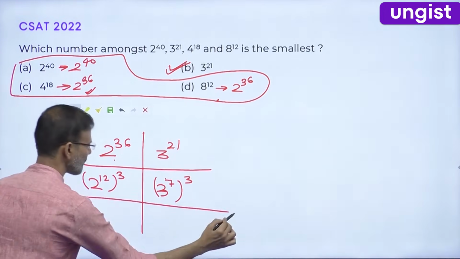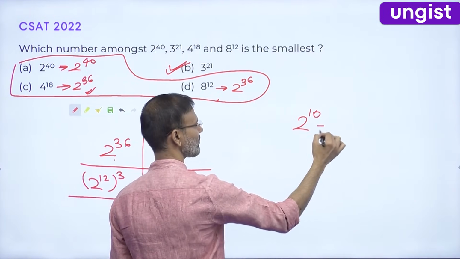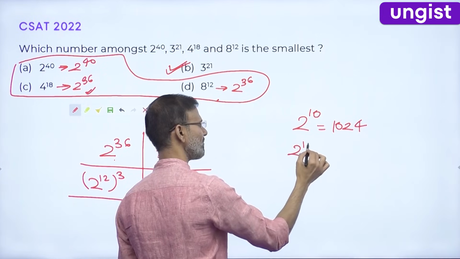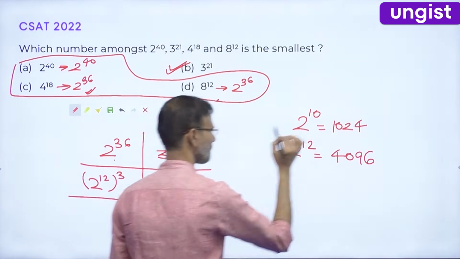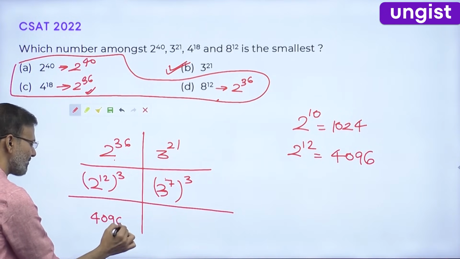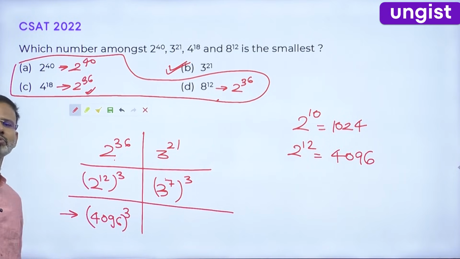Everybody, 2 raised to the power 12 is what? 2 raised to the power 10, everybody should know it, is 1024. So 2 raised to the power 12 means this number into 4. So this is 4096. Okay? So guys, this is 4096 raised to the power 3, all of you. So this is the cube of 4096. Guys, hope it is clear.